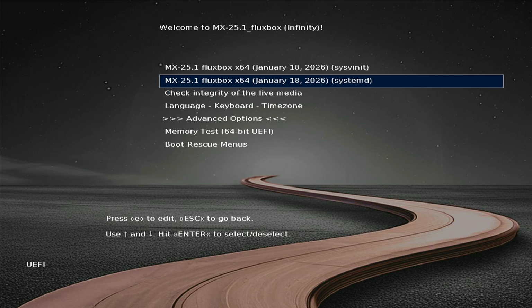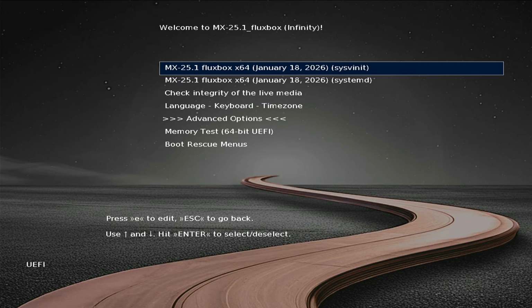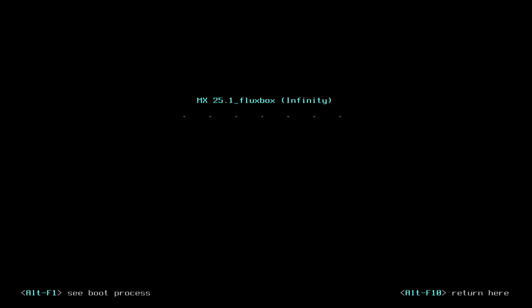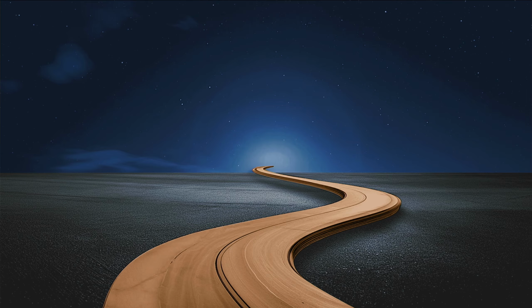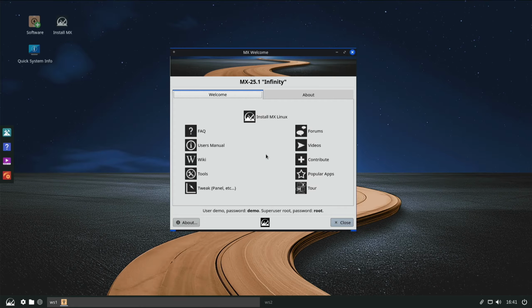We install, review, evaluate, and compare MX Linux 25.1 with version 25. When booting the ISO image, we select SysV init and wait for the process to complete. This new release includes both init systems, SysV init and systemd. Once boot finishes, a welcome window appears where the install option is available.